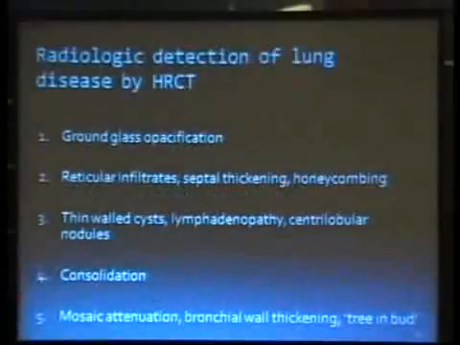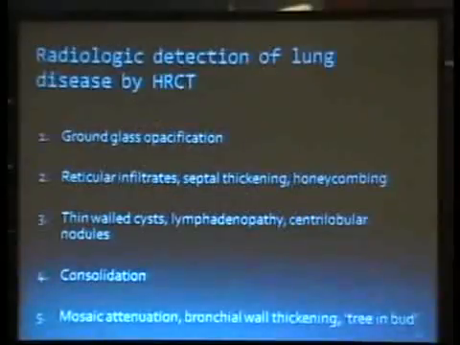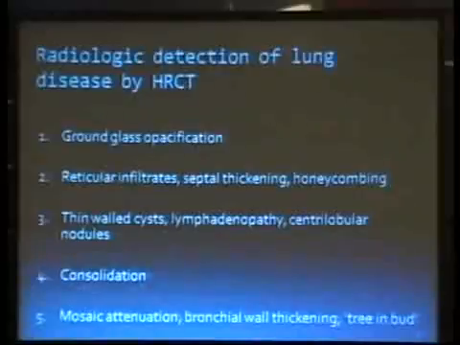Radiologic detection of disease is best done by a high-resolution CT scan, and there are a number of findings that you can find. You can see ground glass opacification, which usually signifies the presence of an inflammatory exudate within alveoli. You can find interstitial thickening and honeycombing. You can see thin-walled cysts, lymphadenopathy, or central lobular nodules, such as seen occasionally in sarcoidosis. You can see consolidation with air bronchograms, or what's called mosaic attenuation, which is due to air trapping within focal areas of the lung, and associated bronchial wall thickening or a tree-in-bud appearance.